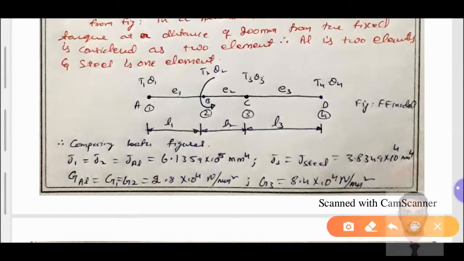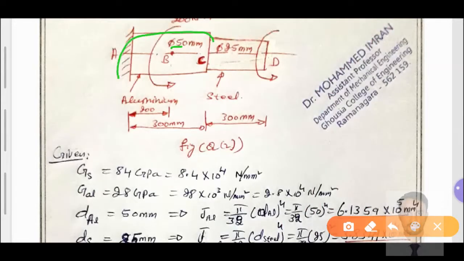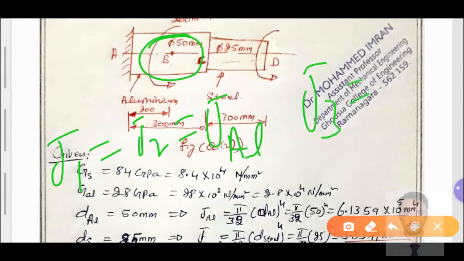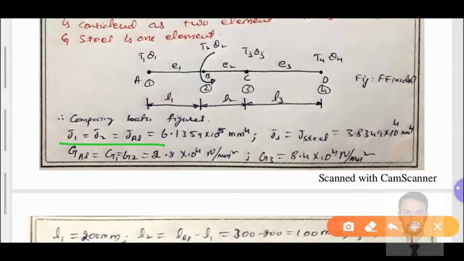As we know, for element number 1 and element number 2, it is an aluminum material. The diameter of this aluminum material is equal to 50. For this one, J1 is equal to J2 is equal to J_AL and J3 is equal to J_steel. We have taken J1 equal to J2 equal to J_AL and calculated this value. Then J3 is equal to J_steel, and we have calculated this value.